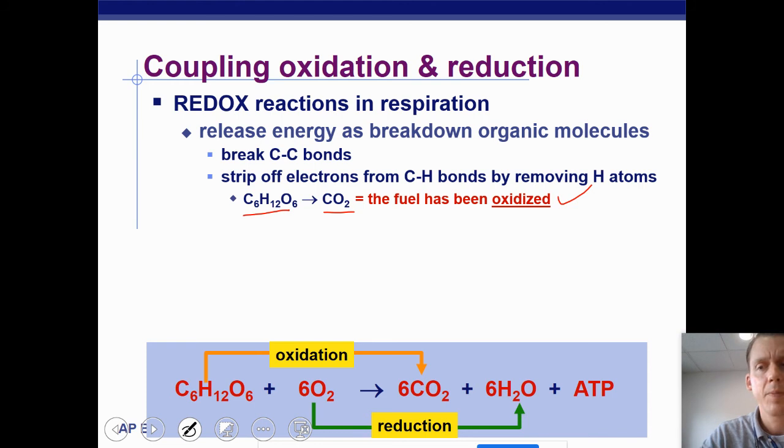And what happens to the carbon dioxide after it's formed? You exhale it. It's what we exhale. That's the waste product from cell respiration.